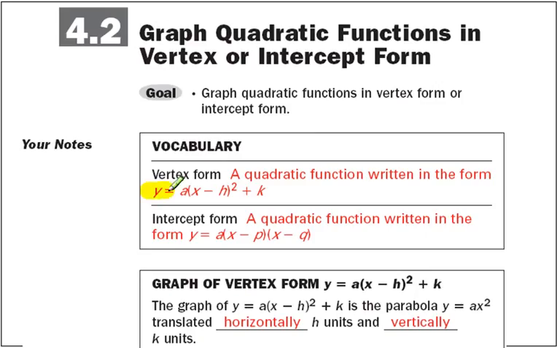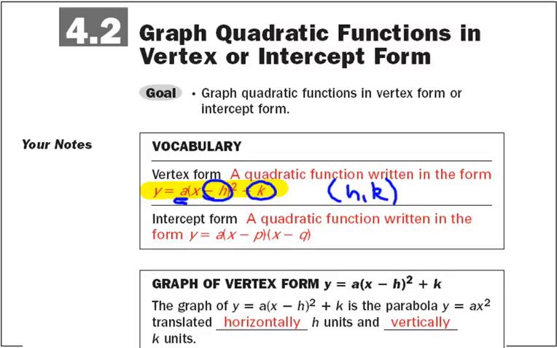We had vertex form, which was vertex form because the h and the k were the actual coordinates of the vertex. The a served the same purpose that it did in the regular form: positive opens up, negative opens down.